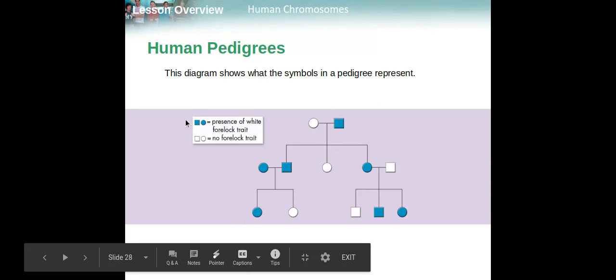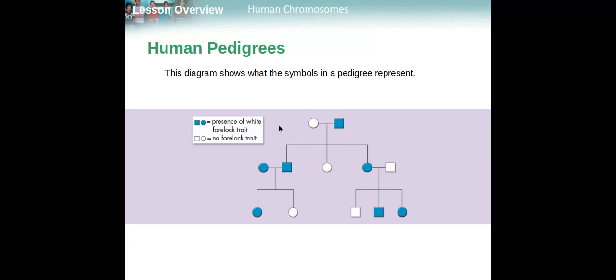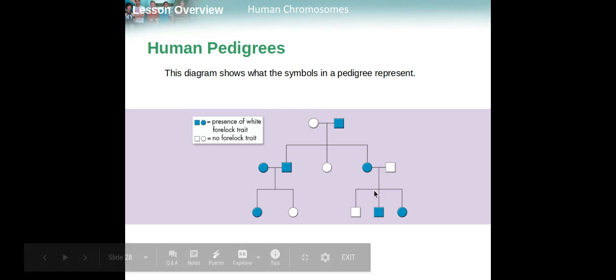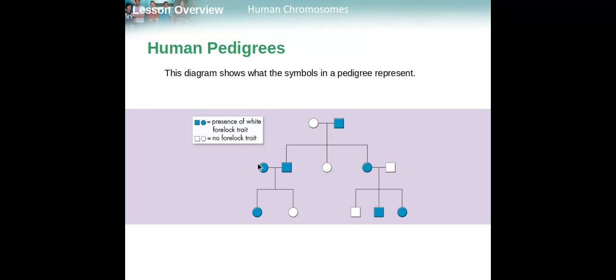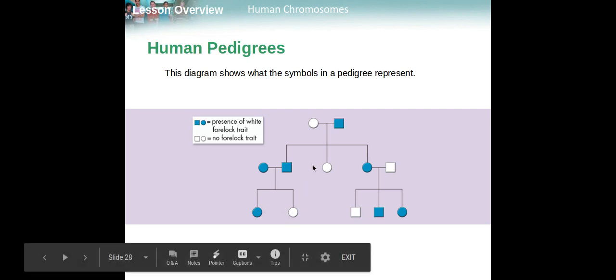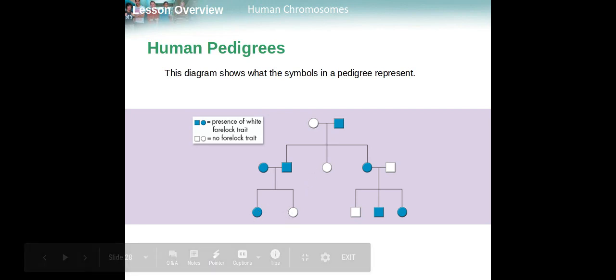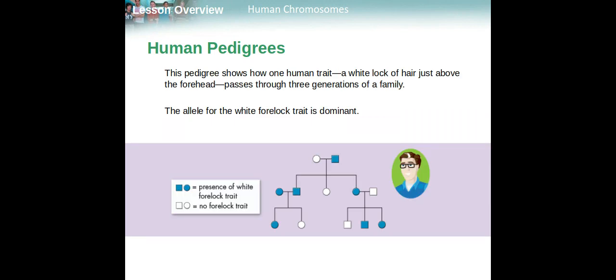So this is just showing the presence of a white forelock trait; it would be blue, and white wouldn't. Here are the parents. These three are the offspring because they come directly from these two. These are the individuals that they mated with. And this partnership here had 3 kids, and then these 2 had these 2 kids. So this is how human pedigrees work. You can trace traits through there.